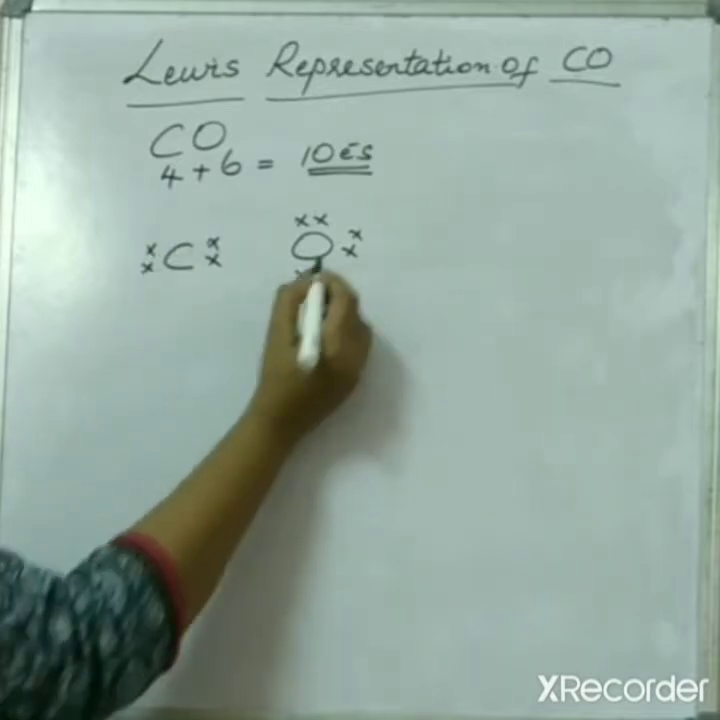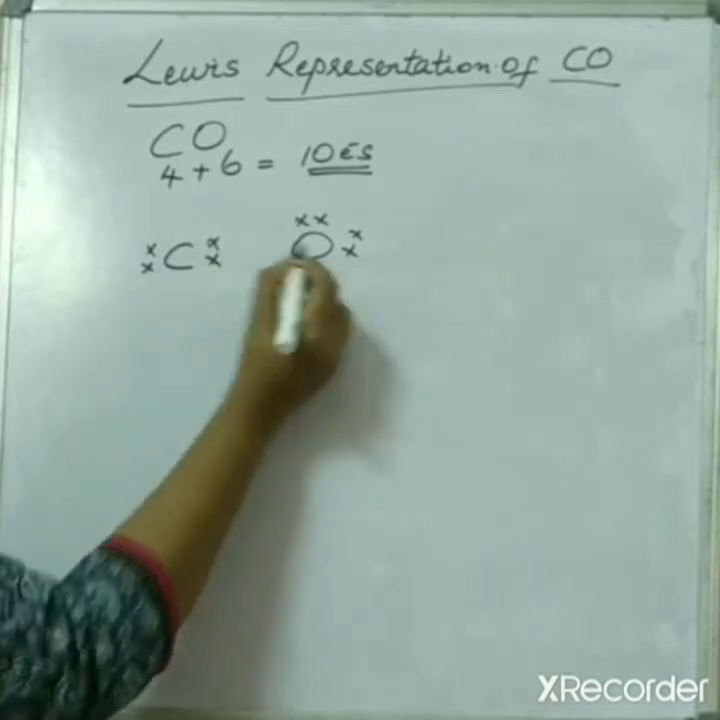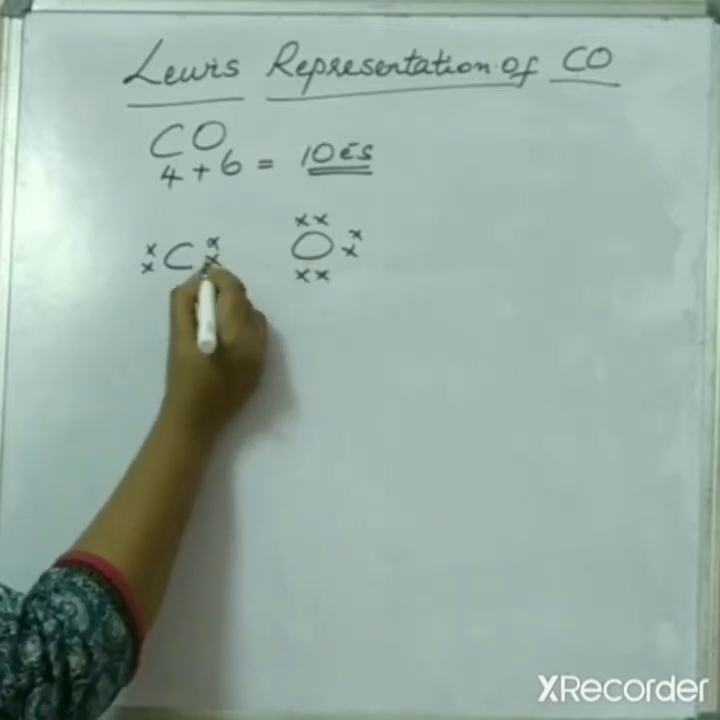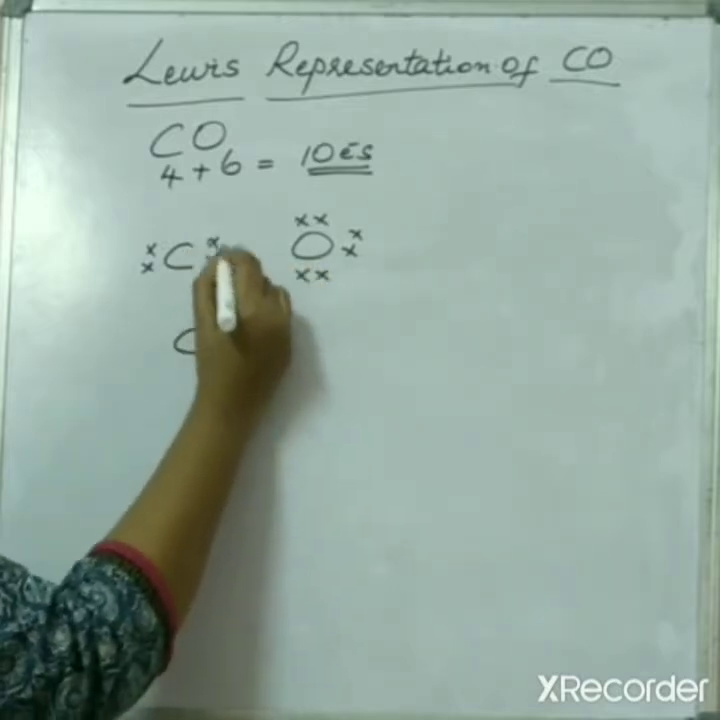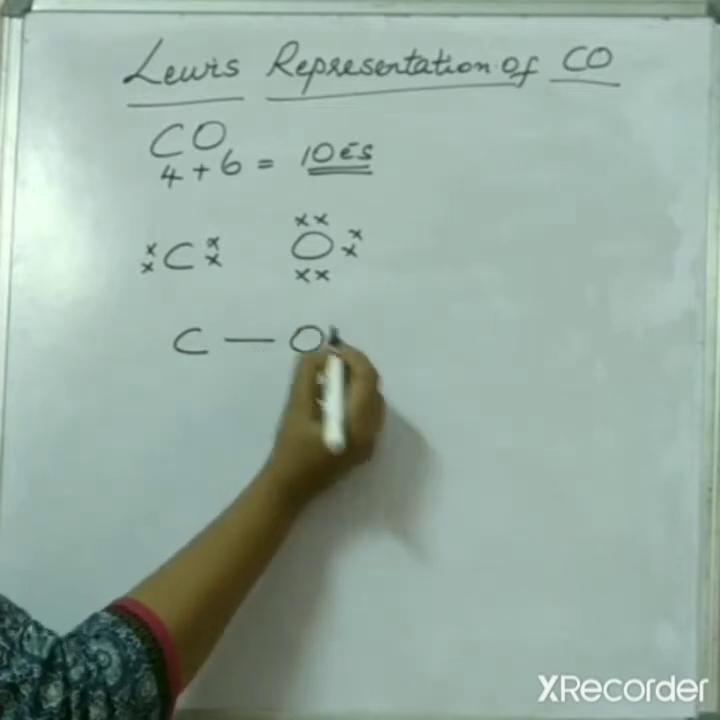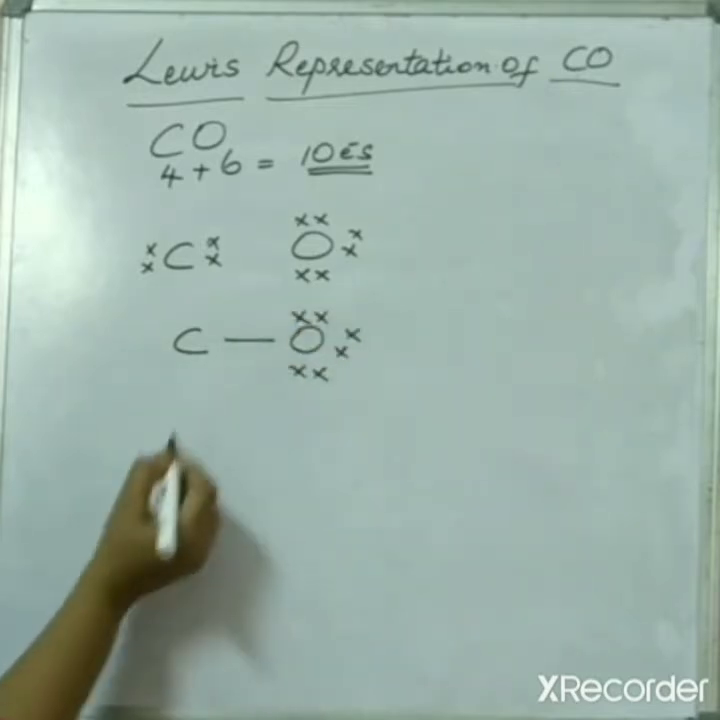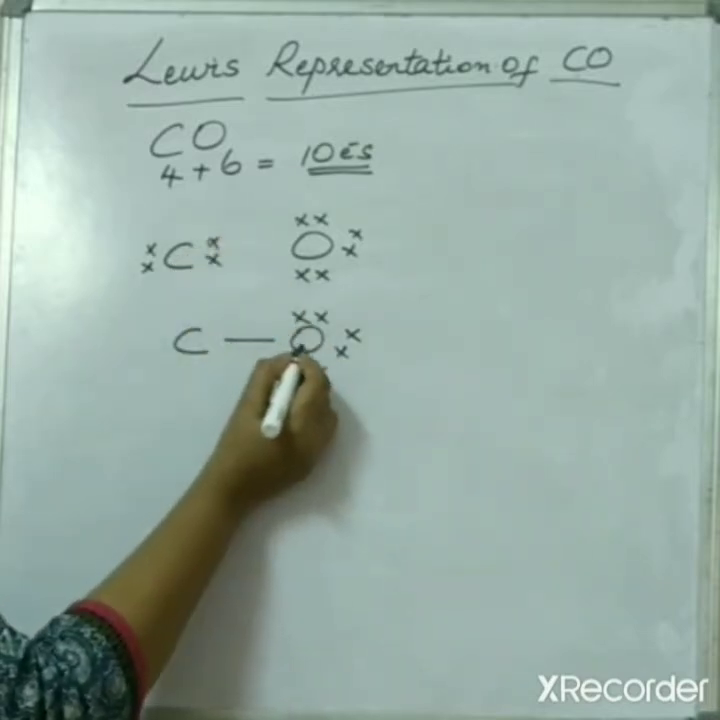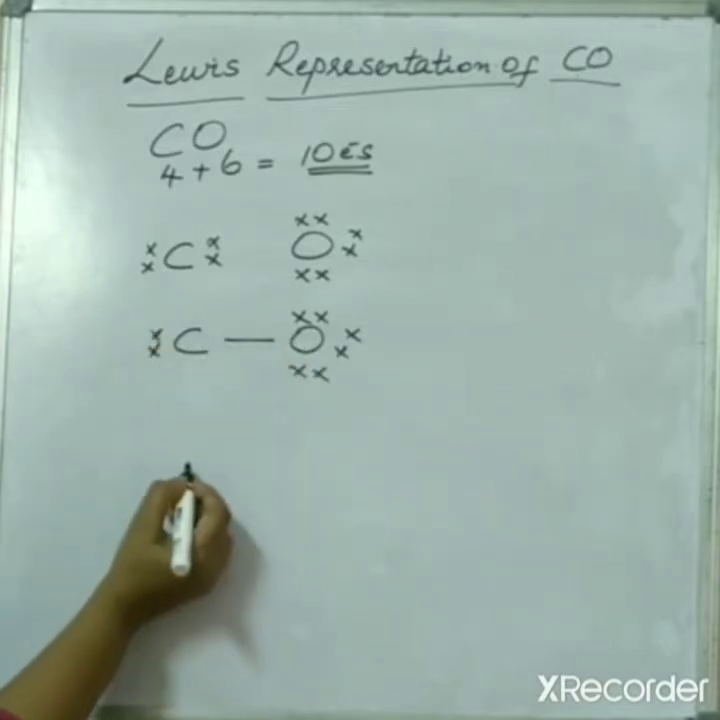Now, consider oxygen. It has 6 valence electrons around it and it requires 2 more electrons to get the octet configuration or 8 electrons around it. So, carbon will contribute 2 electrons for sharing with oxygen. Both the electrons come from carbon. A single bond is thus formed between carbon and oxygen. All the 6 electrons of oxygen remain as 6 electrons around oxygen. Carbon has a pair of electrons not involved in bonding.